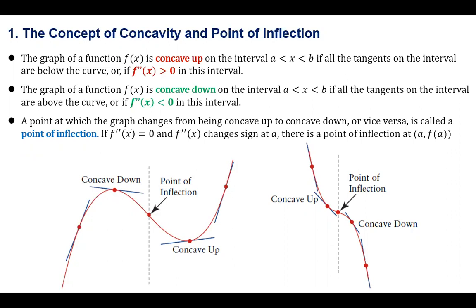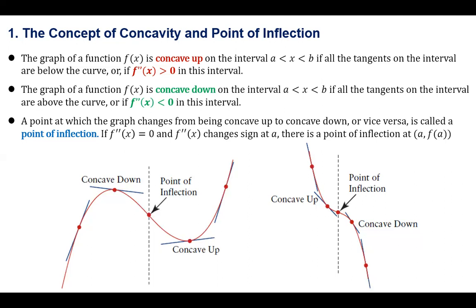And a point at which the graph changes from being concave up to concave down, or vice versa, is called a point of inflection. If the second derivative of f at a equals 0 and the second derivative of f(x) changes sign at a, then we say there is a point of inflection at a. These concepts are illustrated in the two graphs below.